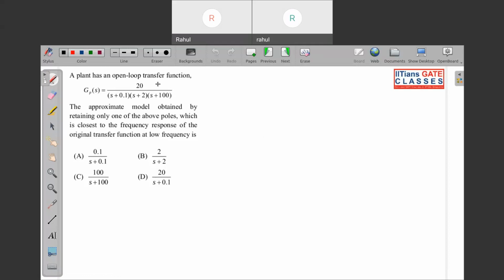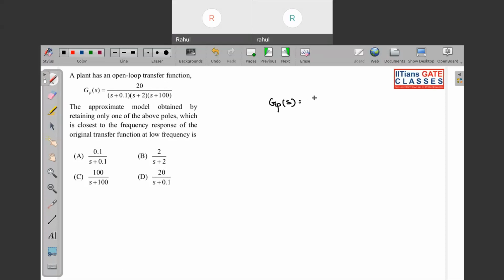A plant has open loop transfer function GP(s) is equal to 20 divided by (s plus 0.1)(s plus 2)(s plus 100). The approximate model obtained by retaining only one of the above poles, which is closest to the frequency response of the original transfer function at low frequency. Okay, so basically you need to use the dominant pole concept over here, or approximate this third order system to a first order model.